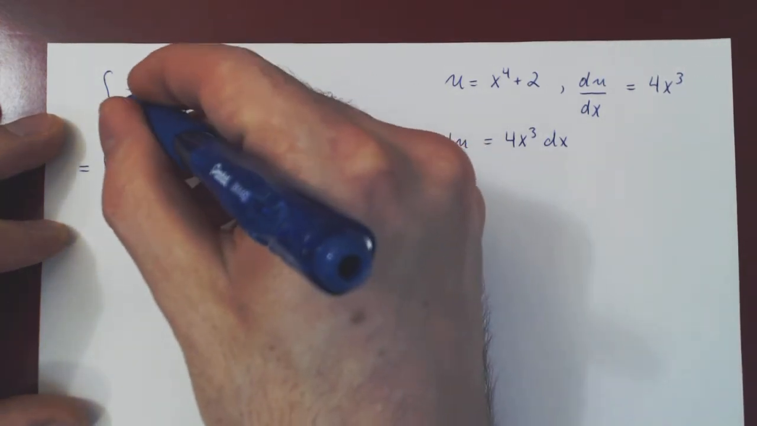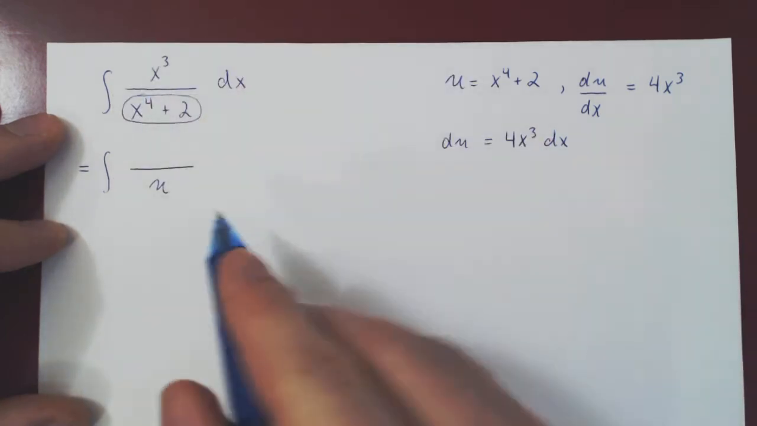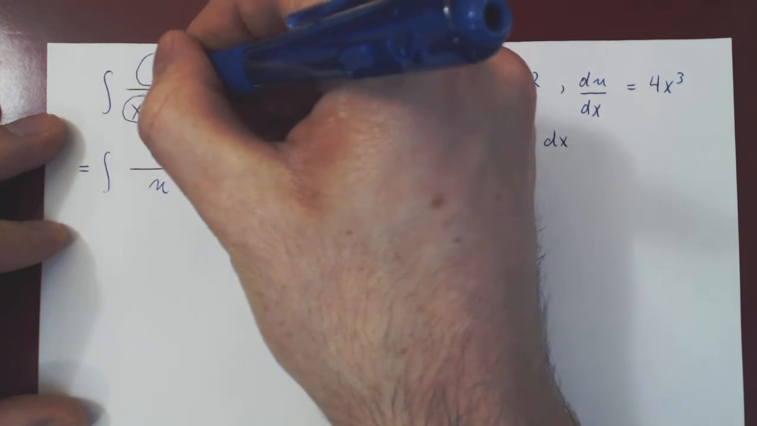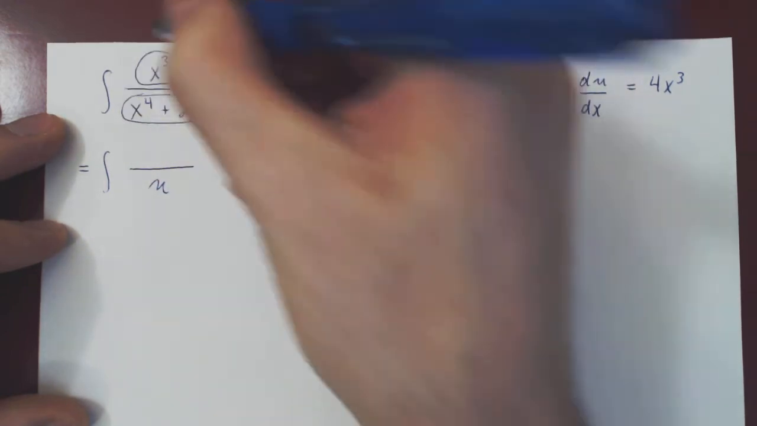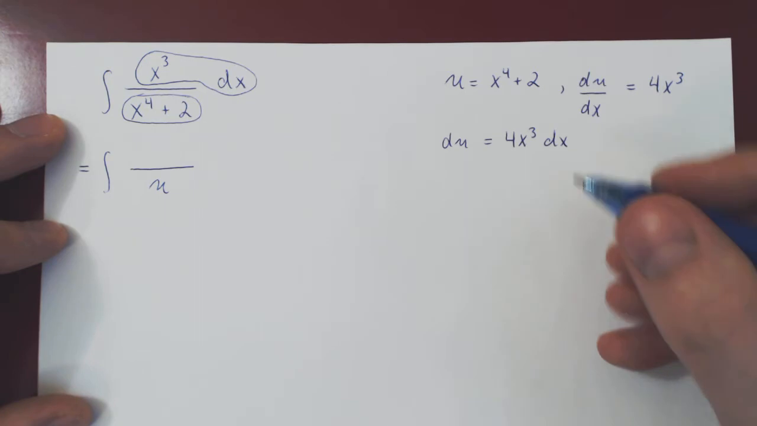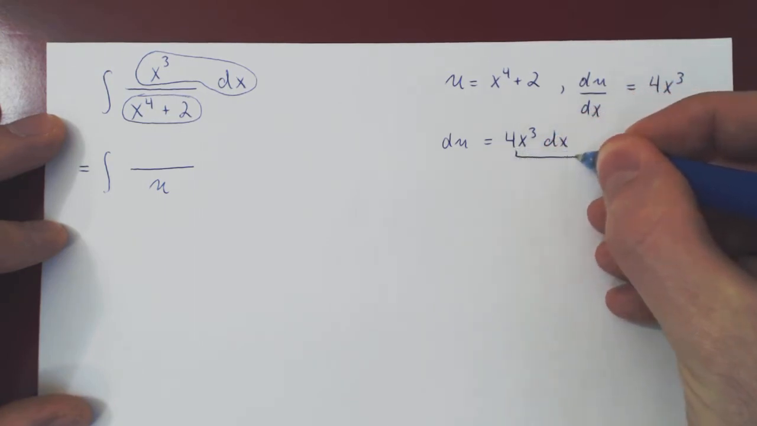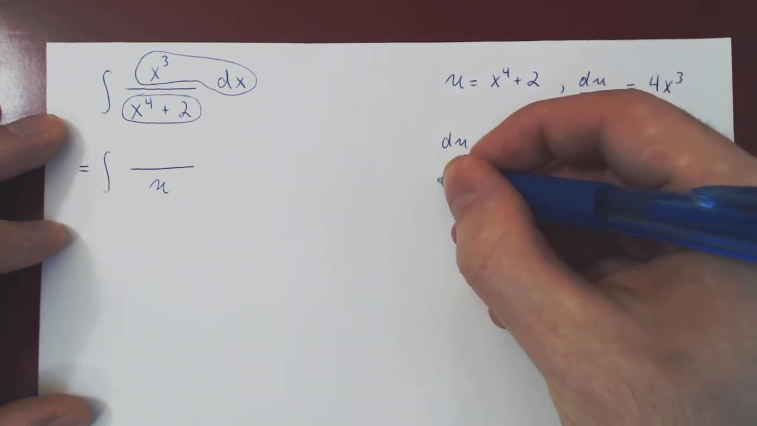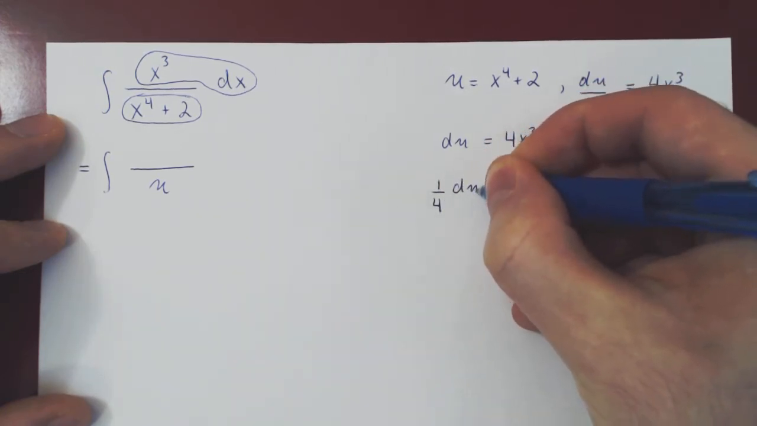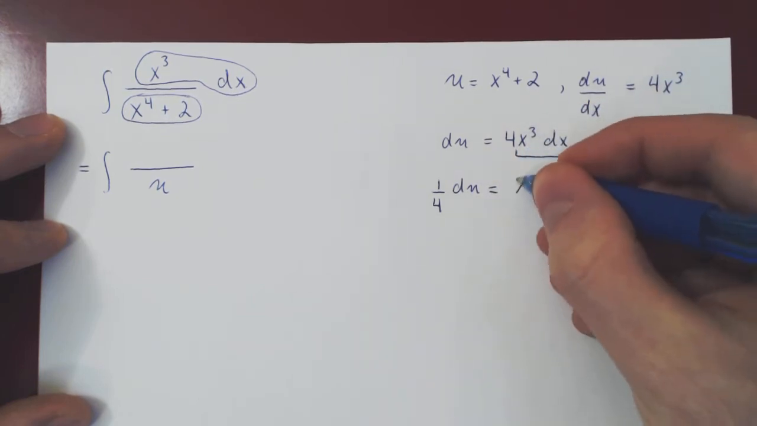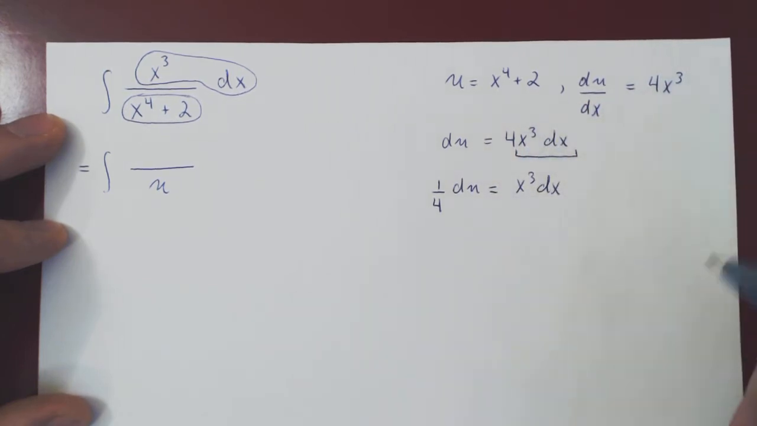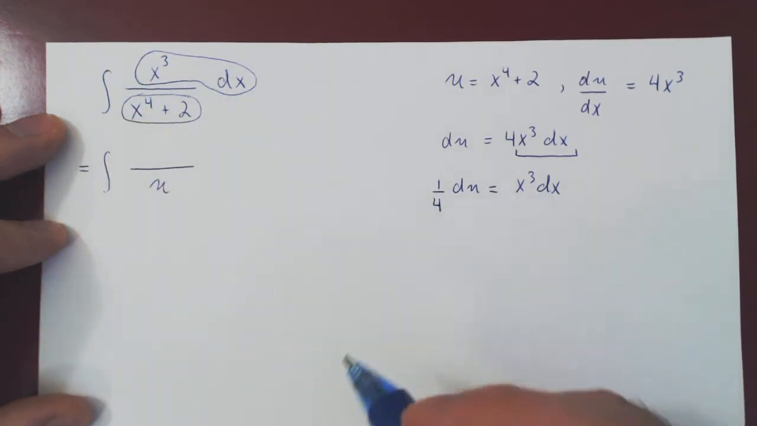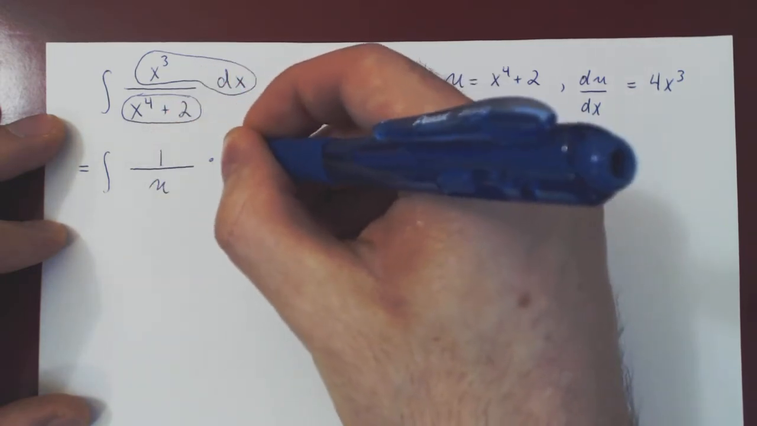But what's left over? We've replaced the x to the 4 plus 2 by u, so that's done. And now we have to replace the missing piece, which is x cubed dx in terms of u. Well, not quite. To isolate x cubed dx, our missing piece, we have to divide by 4. So 1/4 du will give us x cubed dx. And now we can replace. The second piece, x cubed dx, is simply a quarter du. So times 1/4 du.